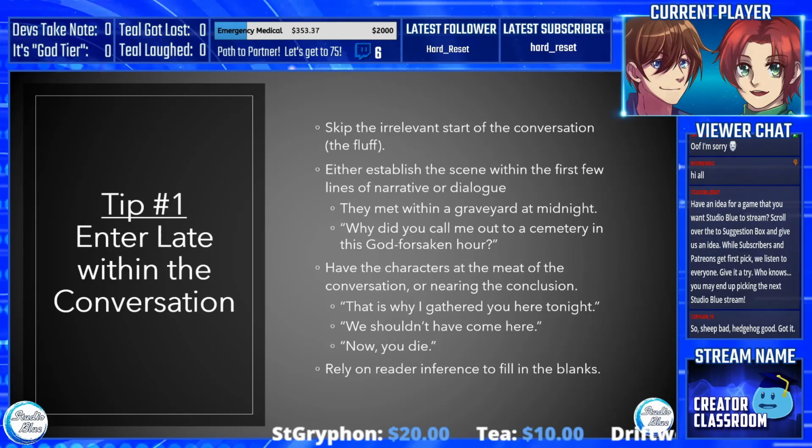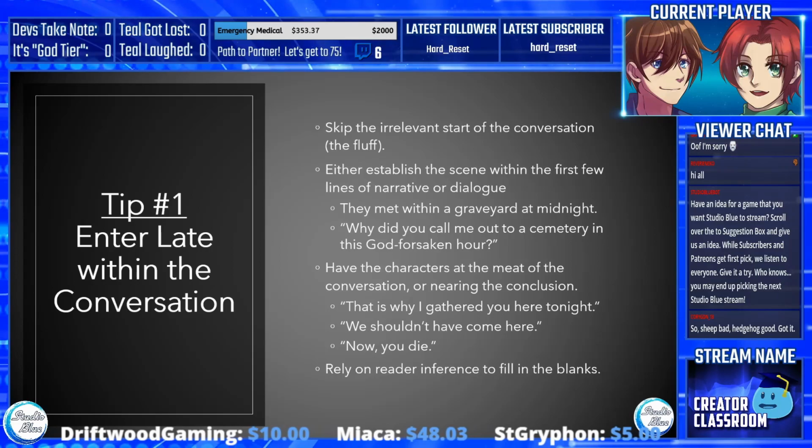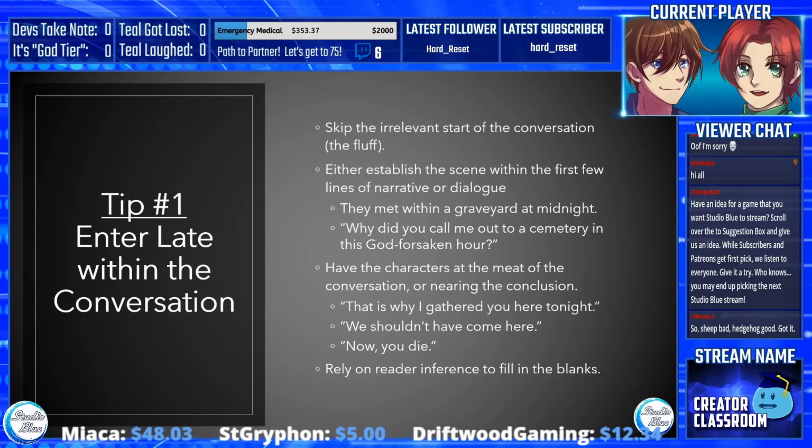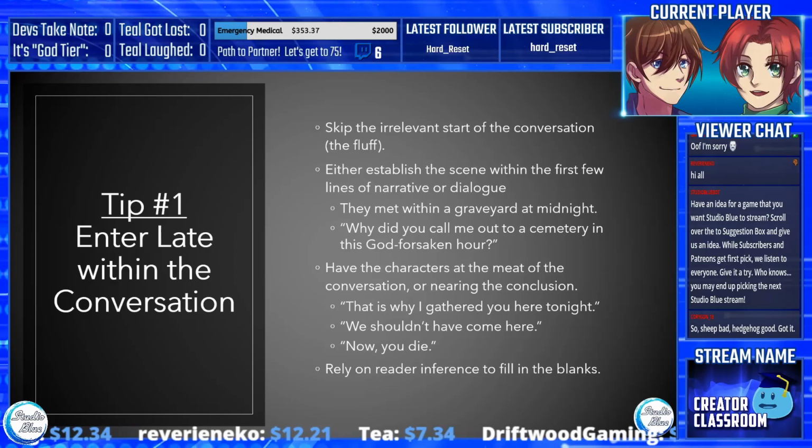So the whole point of this is to rely on your readers to use their powers of inference to fill in the blanks. You're writing for supposedly adults. You're writing for people who have comprehension. You're not writing Harold and the Purple Crayon for first graders. Now, obviously, if you're writing for children, everything's a little different. This is only going over writing for adults.